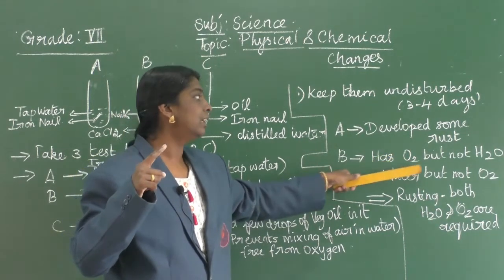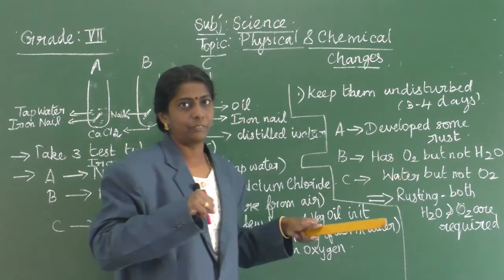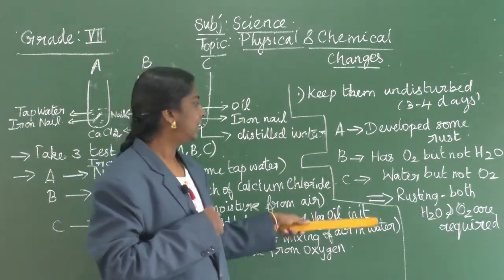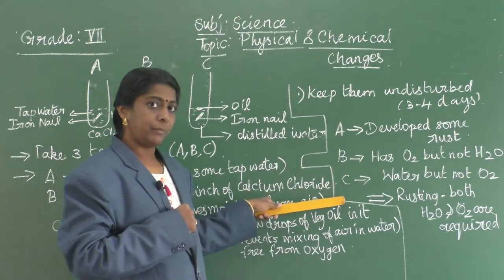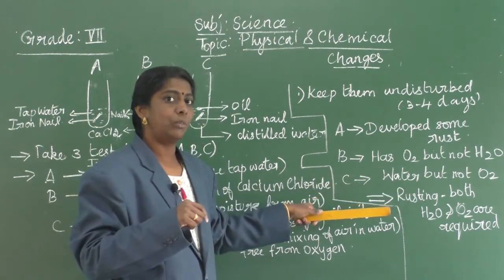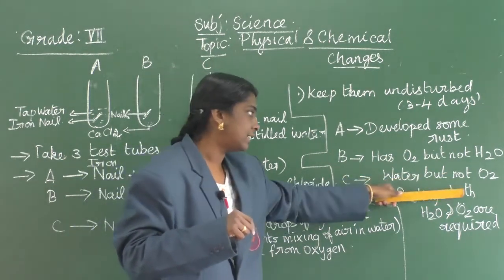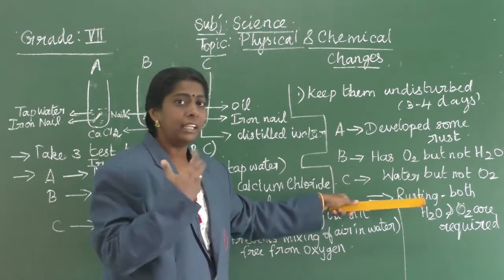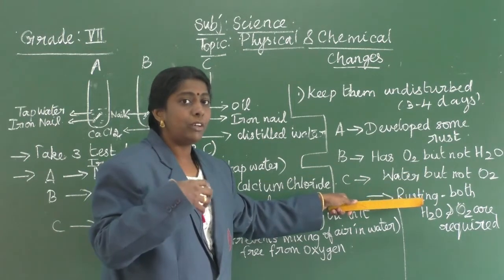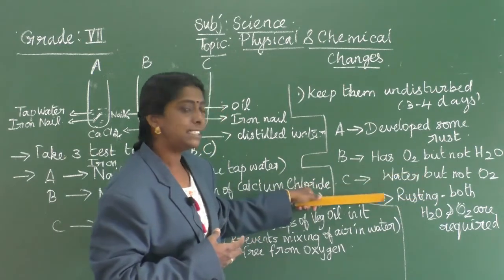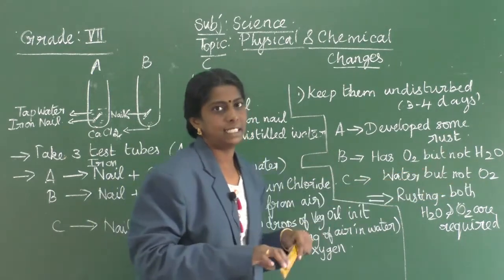It has oxygen but not water. But not water, so rust is not formed. Clear? Then in test tube C, water is there. We have added distilled water but not oxygen. Oxygen cannot be absorbed from the air. Why? Because oil is there. So here water is there but no oxygen.